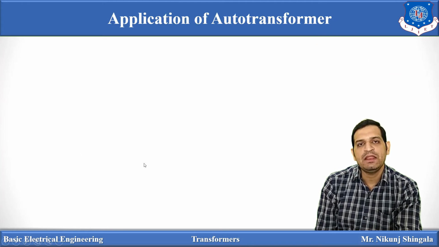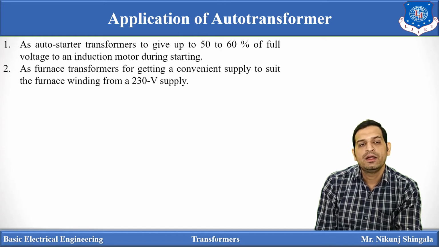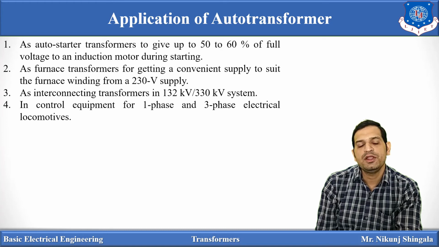Now moving towards the applications of the auto transformer. Basically it is used for starting the induction motor. It is used to give 50 to 60% of full load voltage. It is also used in furnaces to give a convenient supply. As an interconnecting transformer, it is used in 132 kV to 330 kV systems, and in locomotives it is also used. So these are the applications of auto transformer.